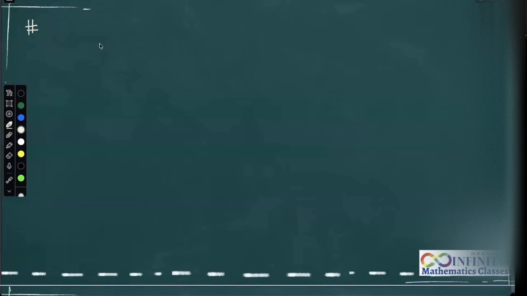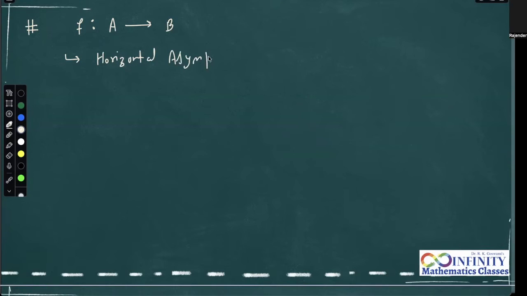Yeah. Okay. So I'm just asking you, suppose there is a function given to you. There may be some domain A, and there may be some range or codomain, whatever you want to use for the moment, B. So we are discussing here two types of asymptote. One is horizontal asymptote, and the other is going to be vertical asymptote.